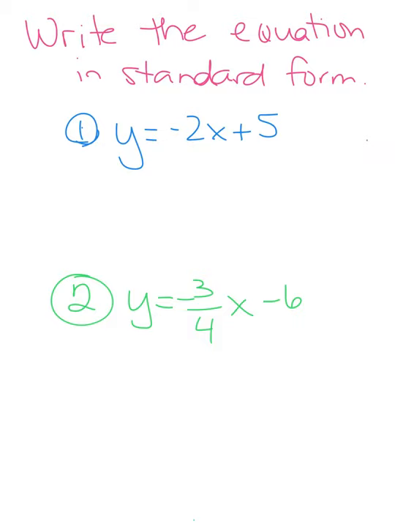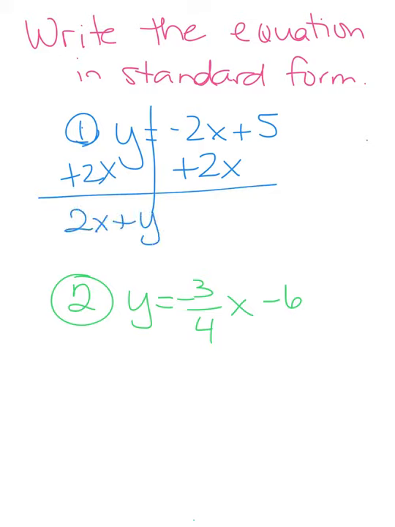Let's look at our first example. It says y is equal to negative 2x plus 5. I want to make sure that I have this in standard form. So here's my wall, and I need my x and y on the same side of the equation. So I'm going to add 2x to both sides, and I have 2x plus y is equal to 5. That is in standard form. I have x and y on the same side. I don't have any fractions or decimals, and my a value, my 2, is positive, which is what I like. So I'm good.